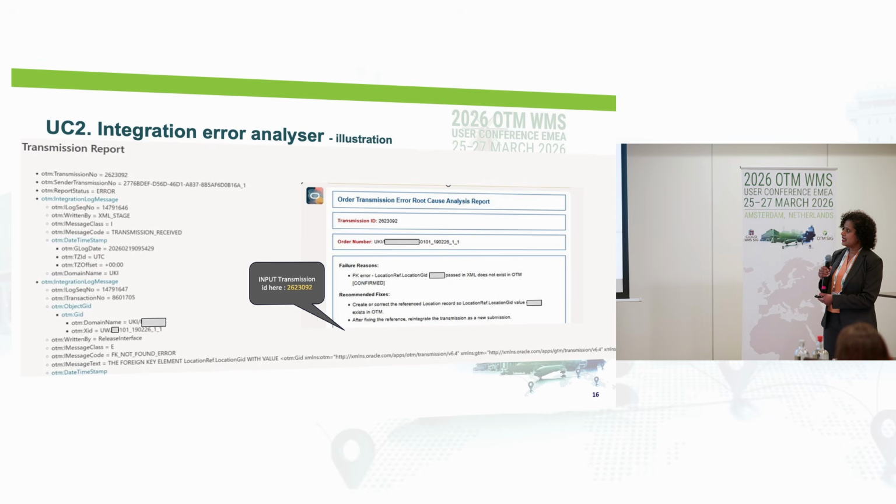Just the transmission ID, like Sam Altman says, don't say please, hello, thank you, and all that. Yeah, we believe in that too. So we don't want the users to say anything except the transmission ID, and you get the fix. The customer IDs are blocked here, but basically it says the reference location record, whatever value, does not exist in OTM. That's it. It's maybe 10 seconds, 12 seconds, something like that.